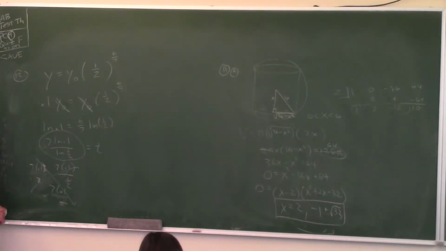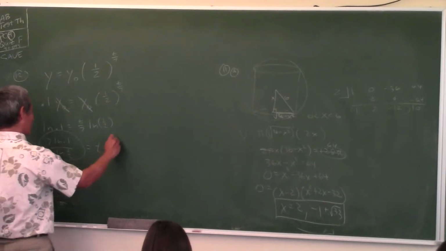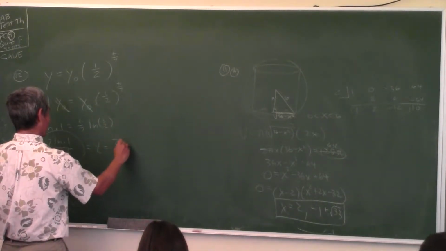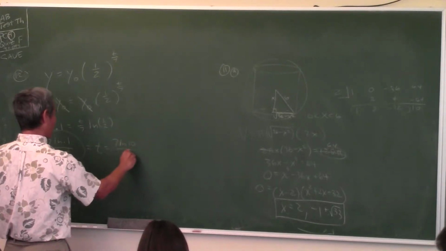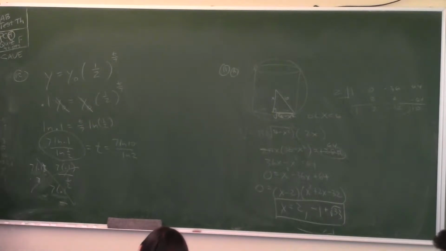Now, you can leave it like that, or if you want to impress me tomorrow, you know what you can do? I don't know how I wrote the answer on the bottom, but this is how I think I wrote it. I think I wrote 7 natural log 10 over natural log 2. Yes or no? Yeah. Now, if you want to impress me tomorrow, then that's what you do.